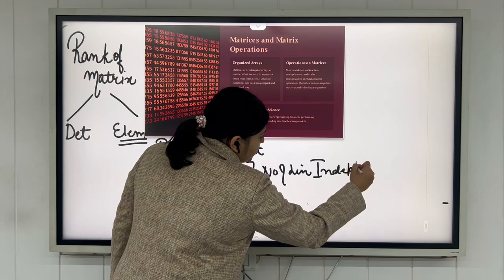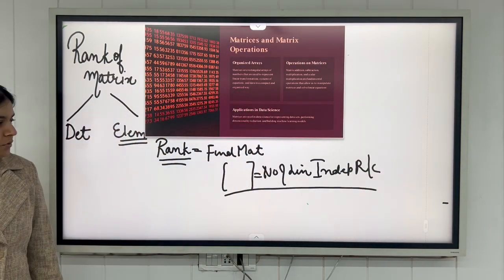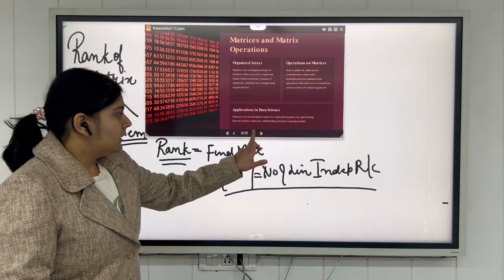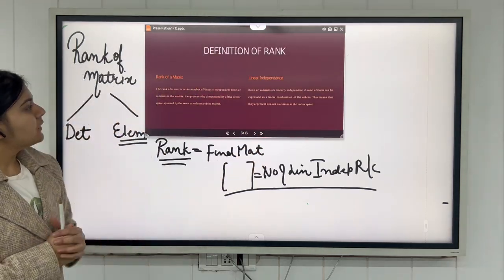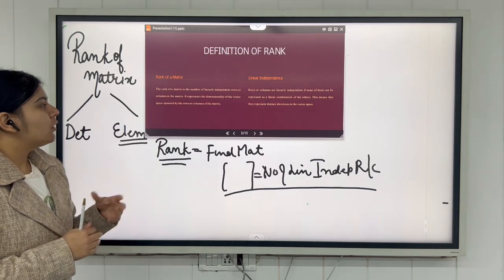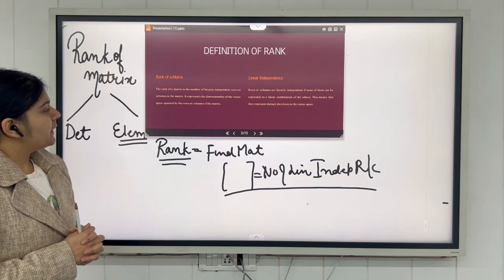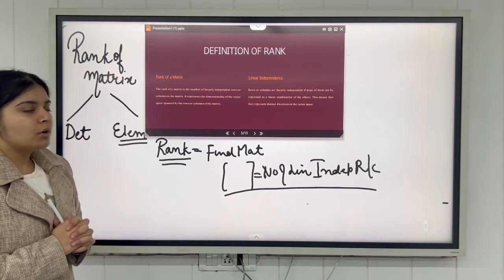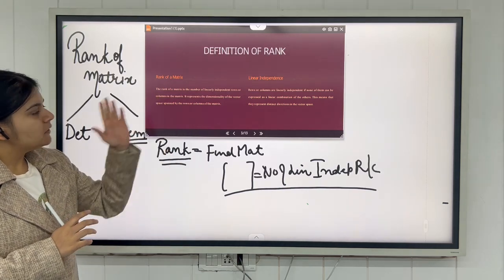After that, it could deal with the column also, not an issue. Either you can choose rows or you can choose columns. Now, the rank of a matrix is defined as the number of linearly independent rows or columns in the matrix, and it represents the dimensionality of the vector space spanned by the rows or columns of the matrix. But in this class, we will be moving on with the rank part.